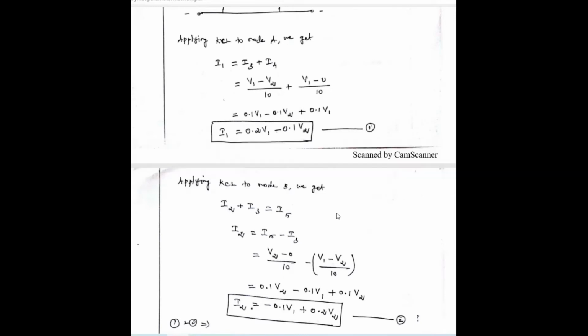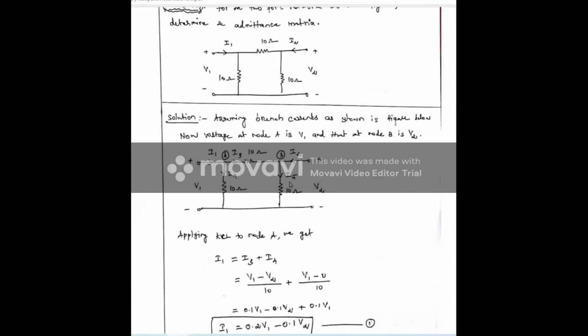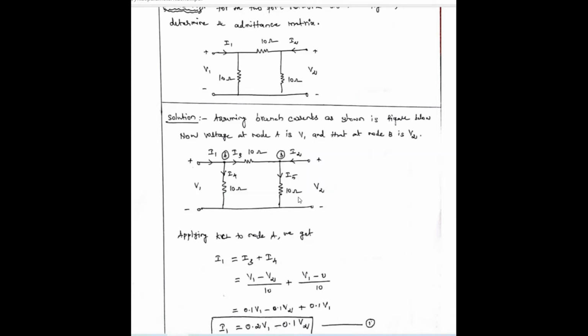And this I3, if you bring it to the right-hand side, it becomes I5 minus I3. So here we have to substitute the value of I5. What is I5? I5 is the current flowing through this 10 ohm resistor. I5 equals the voltage at node B minus 0, divided by 10. What is the voltage at node B? It is V2. So V2 minus 0 divided by 10. So I2 can be written like this.